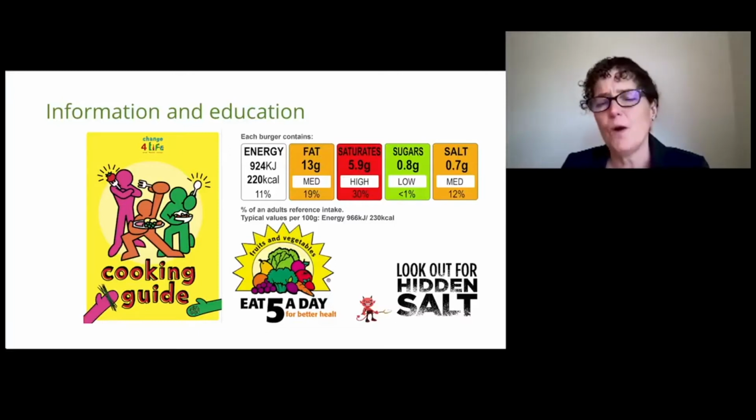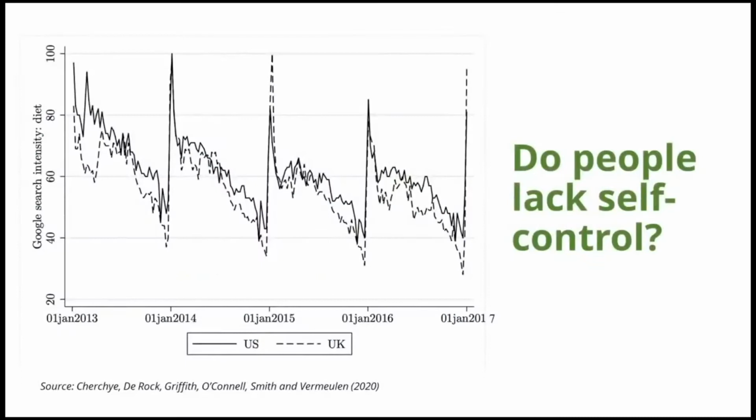So why has it been that these have had limited impact? Well, one possible reason is that people do not fully account for this information when they take decisions over food. There's considerable evidence that people lack self-control when taking decisions over what they eat.